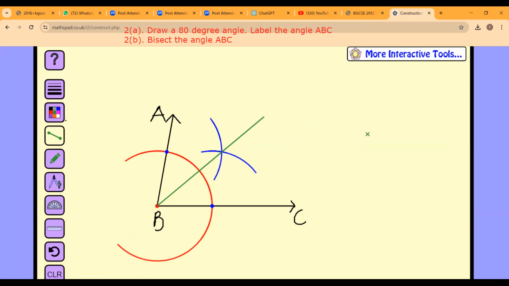Let me know, y'all, if y'all understand that. Again, let me know if you understand it. Yes, sir. Yes, sir. Good.